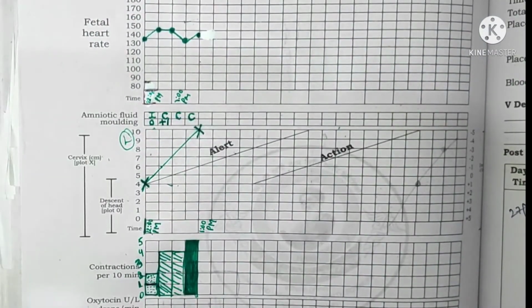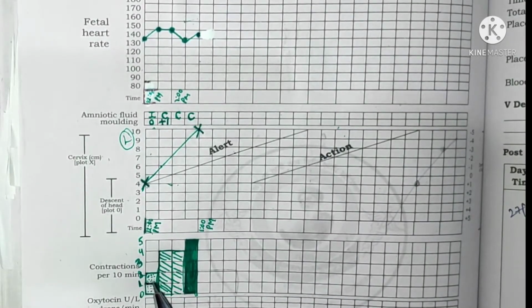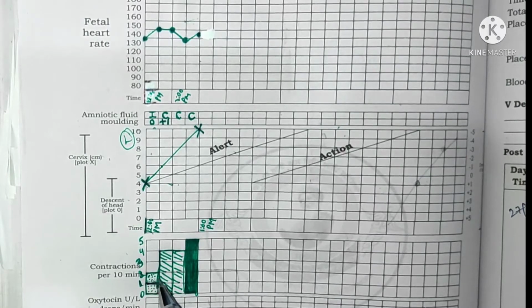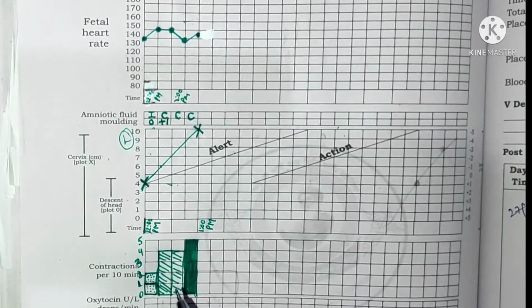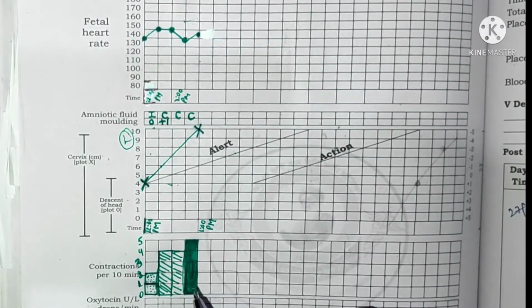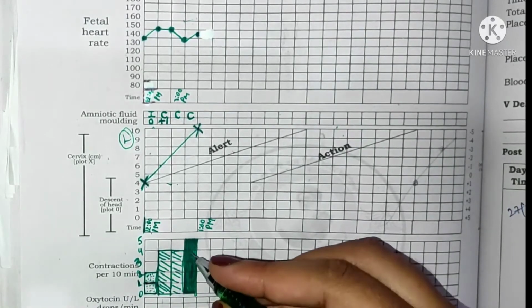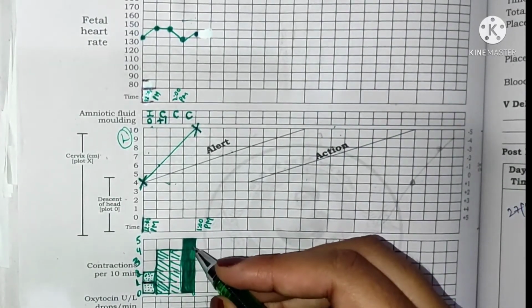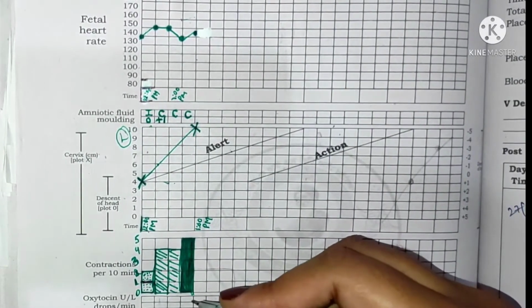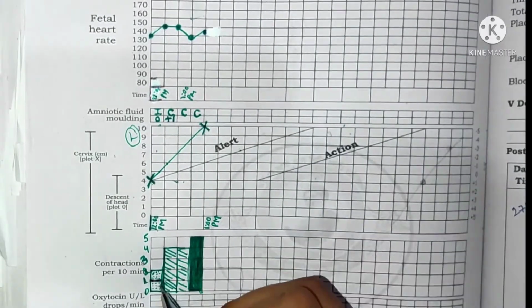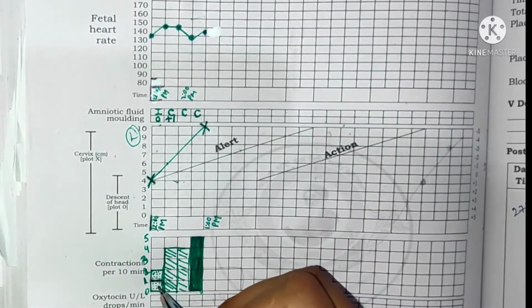Now we are going to document the contractions per 10 minutes. If the contractions last for 10 to 20 seconds, you are going to document them as stippled boxes, meaning dotted boxes. If the contractions last for 20 to 40 seconds, then you have to document them as striped boxes. And if the contractions last for greater than 40 seconds, then you have to document them as completely filled boxes.